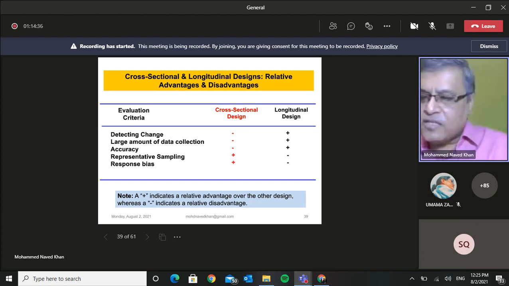And as far as response bias is concerned, we discussed that in case of longitudinal designs, bias may creep in because somebody has continued with your panel for very long, somebody has been recruited fresh. So all these issues may affect your observations or whatever feedback is emerging. So it is said that response bias is minimal as far as cross-sectional designs are concerned, or cross-sectional designs are advantageous as far as this particular aspect is concerned. Why? Because positive is indicating relative advantage, and negative is indicating relative disadvantage.